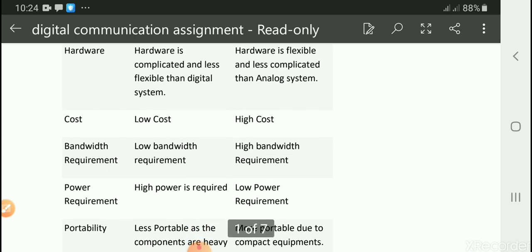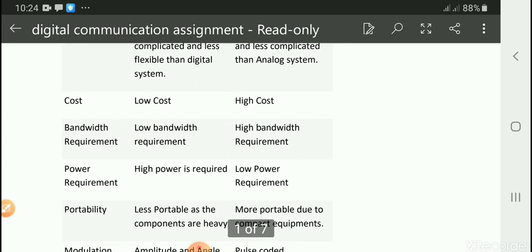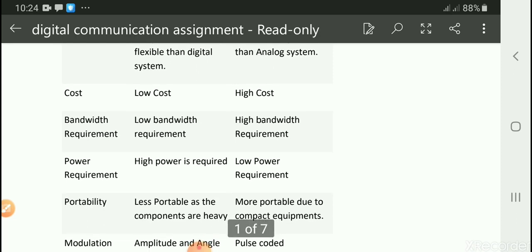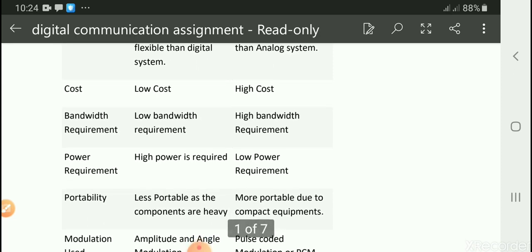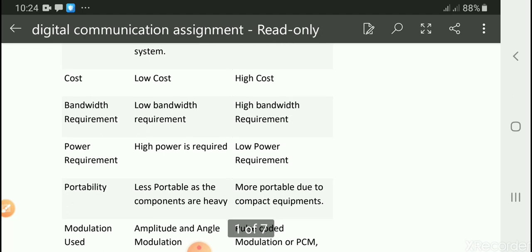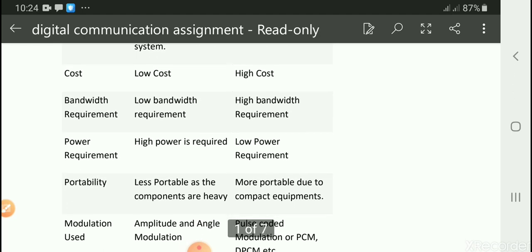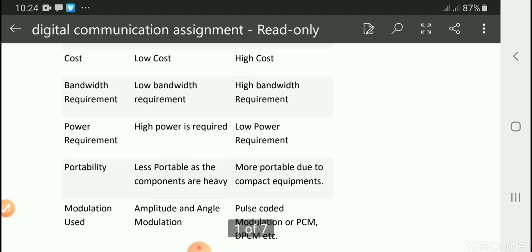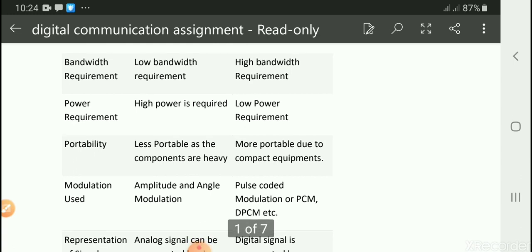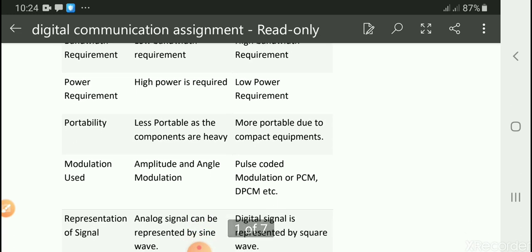Bandwidth requirement. In case of analog communication system, low bandwidth requirement. In case of digital communication, high bandwidth requirement. Next point, power requirement. High power is required in case of analog communication system. Low power is required in digital communication system. Portability. Less portability as the components are heavy. More portability due to compact equipment.